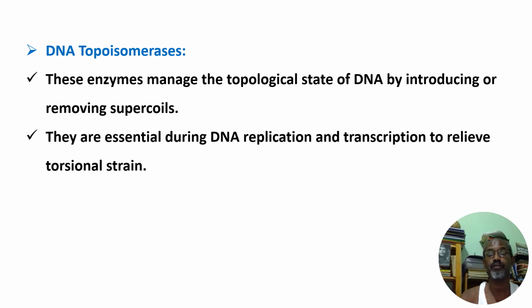They are essential during DNA replication and transcription to relieve torsional strain. You see, whenever torsional strain, that is a supercoil, produces torsional strain on the DNA molecule, which may damage the DNA, topoisomerases come and cut either one or two strands and rotate it and reattach that DNA so that they remove the torsional strain or the supercoiling in the DNA.